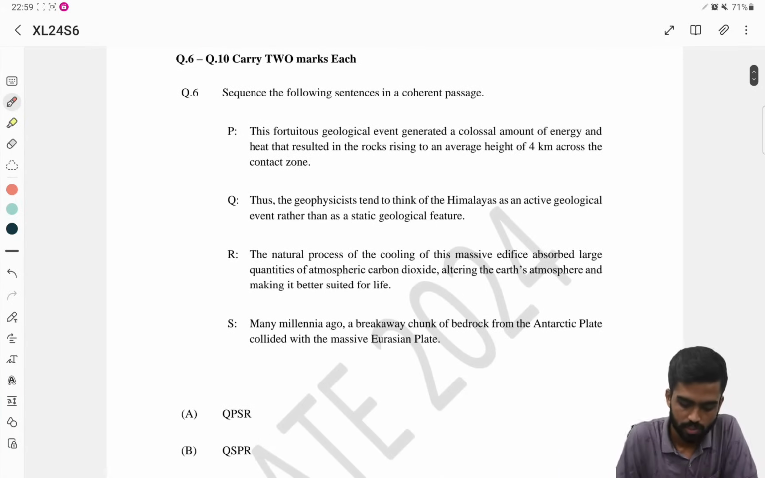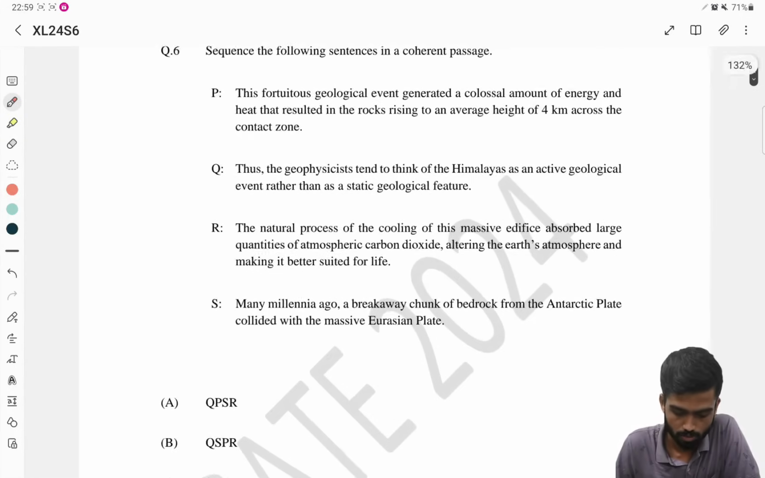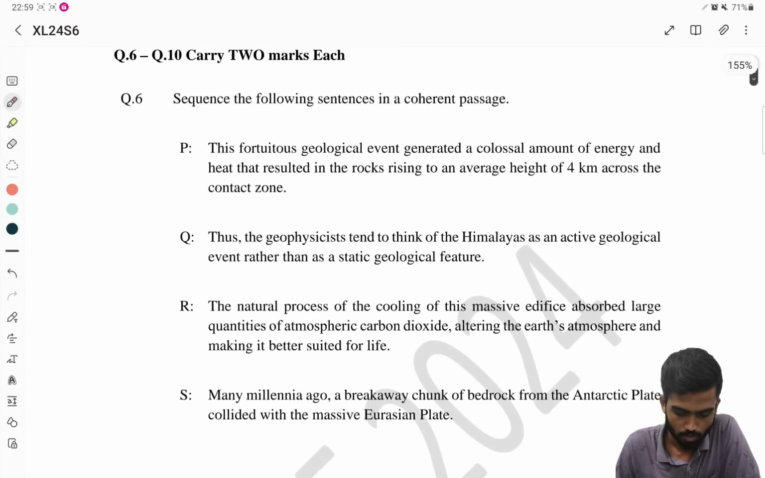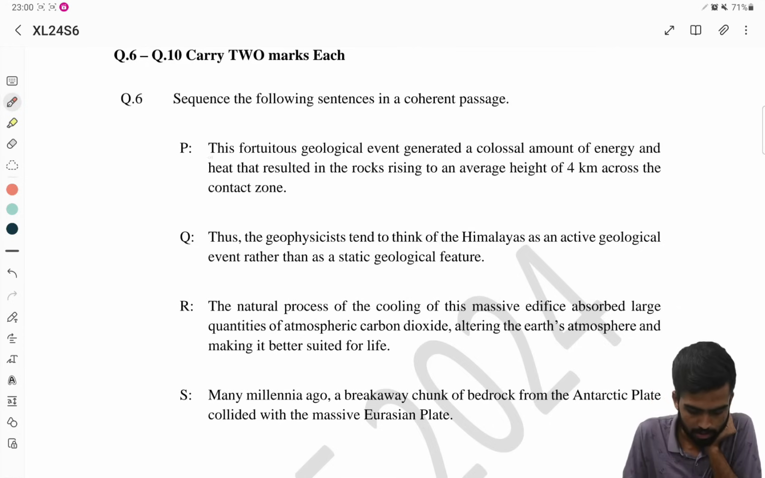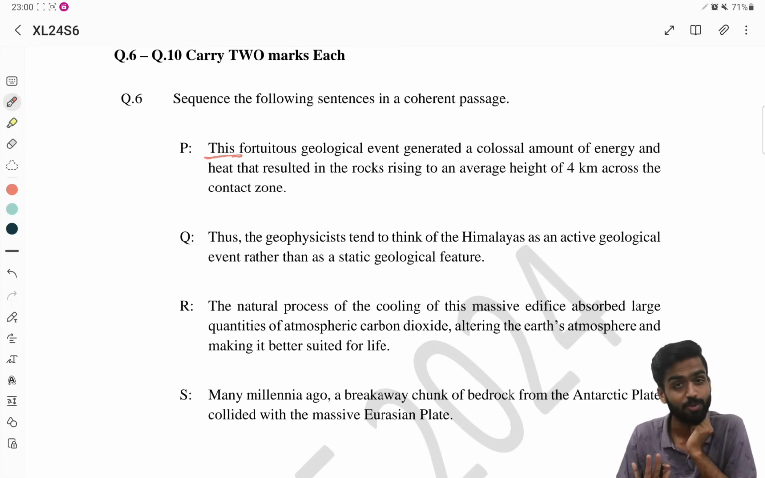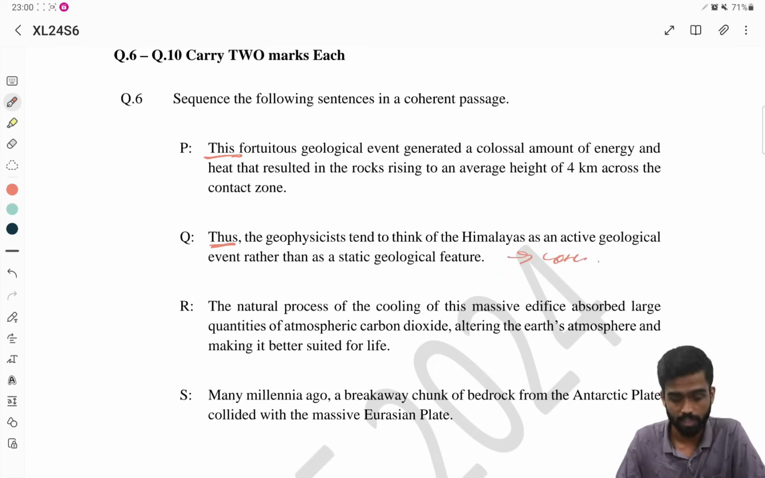Sequence of the following sentences is a coherent passage. So in the very end, this is a coherent passage. First we'll try to read what it talks about. This fortuitous geological event generated a colossal. In the very first we see that this is written, so this is not our first statement of the paragraph. Thus, this is very clearly the concluding statement of the paragraph. Well, not very clearly, we'll read it further.